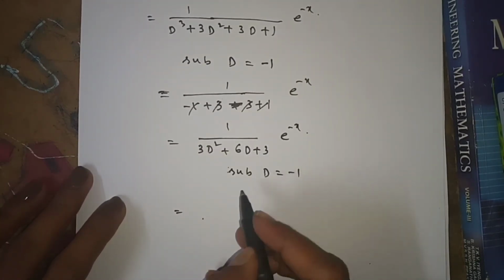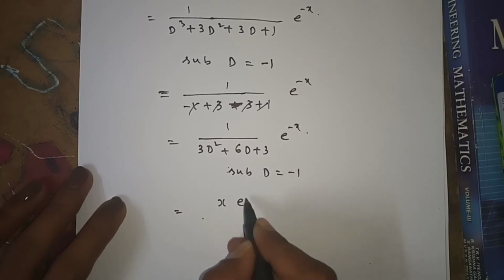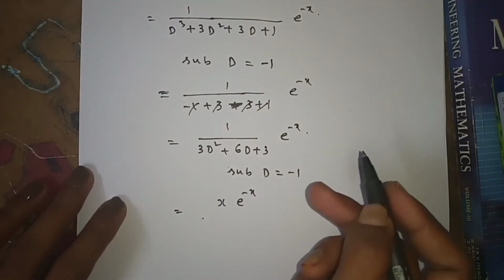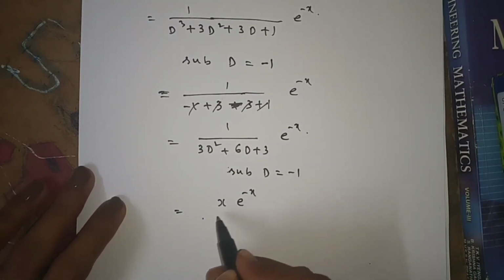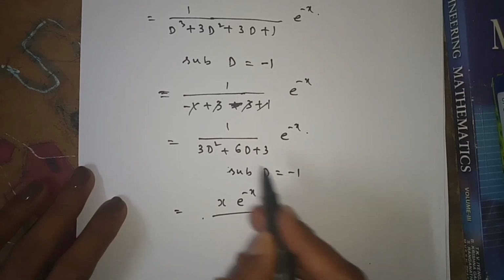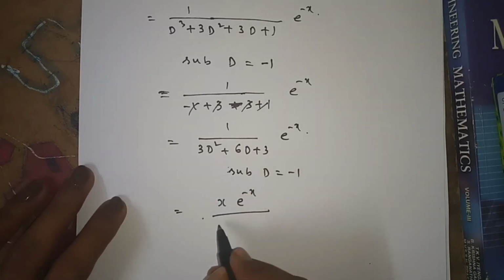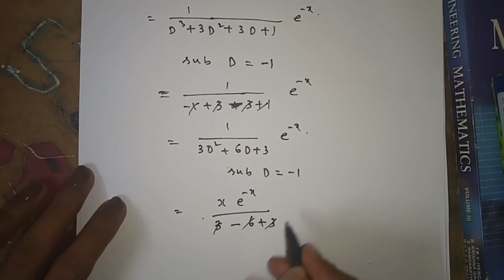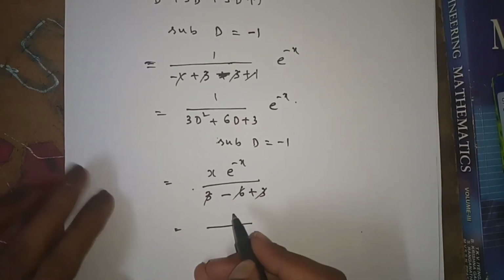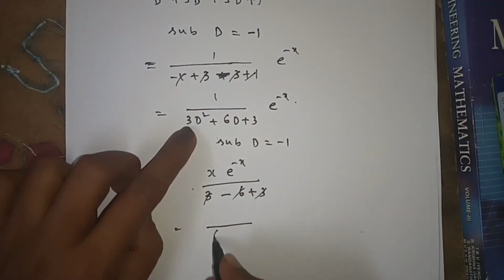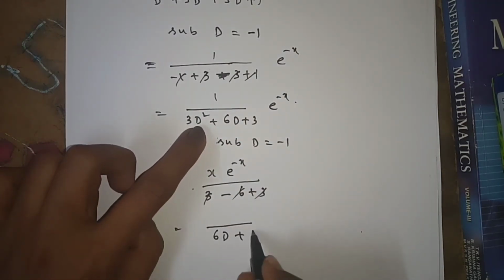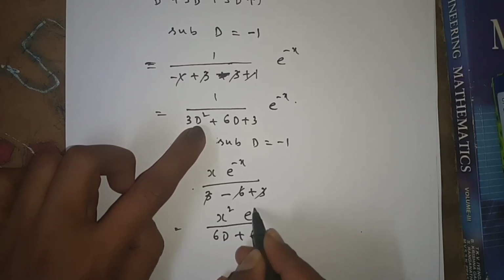I have differentiated the first time, that's why x into e to the power of minus x. Now I am substituting D equal to minus 1 here. Minus 1, 3 minus 6 plus 3. Again we are getting 0. So again I am differentiating a second time. 3 twos are 6D plus 6. Whenever you do the second differentiation, you will get x squared into e to the power of minus x.